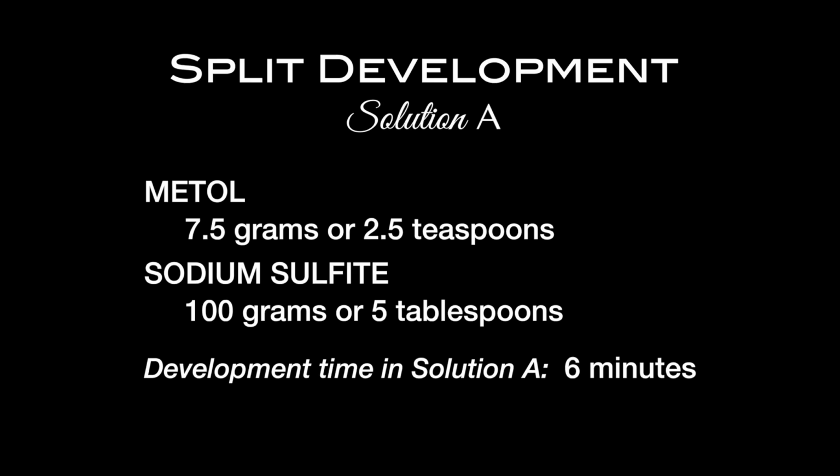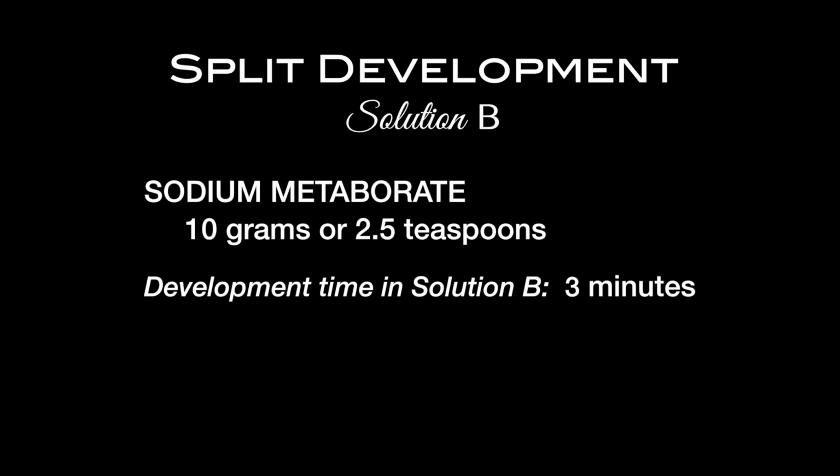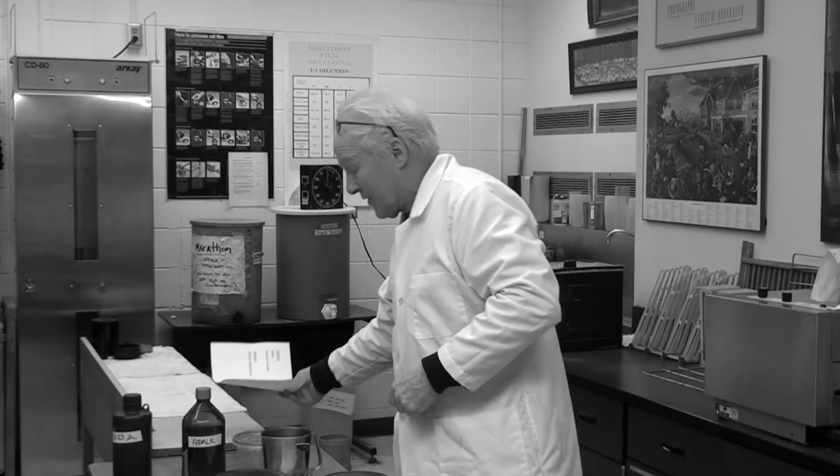As you can see, the weight of your metol is 7.5 grams or 2.5 teaspoons. The sodium sulfite is 100 grams or 5 tablespoons. And in bottle B, your sodium metaborate is 10 grams or 2.5 teaspoons. Now in mixing it, I would do it this way.